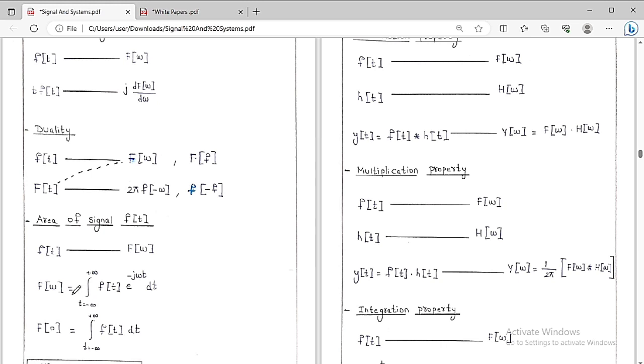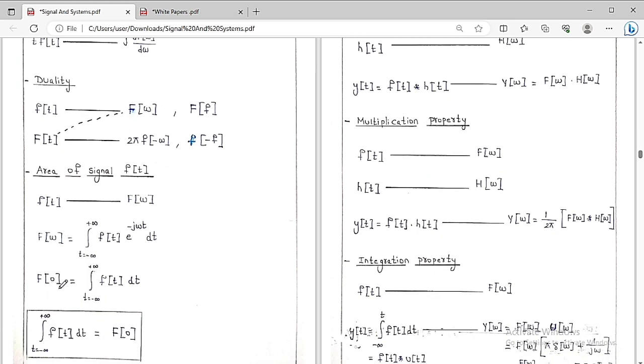Now here, in place of omega I want to substitute 0. Then what am I going to get? In place of omega, if you substitute 0, then this exponential value becomes 1. So F of 0 is equal to the integration from t equals minus infinity to plus infinity of f of t dt. This is nothing but the area under the signal f of t, which is equal to F of 0. And that's it, that is called the area under the signal f of t.